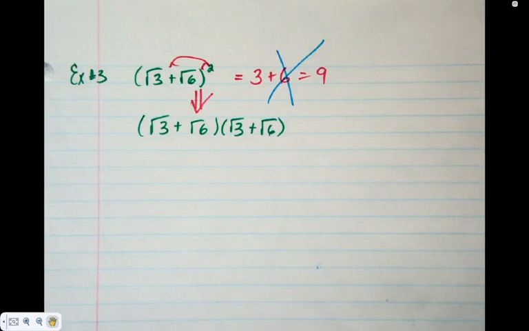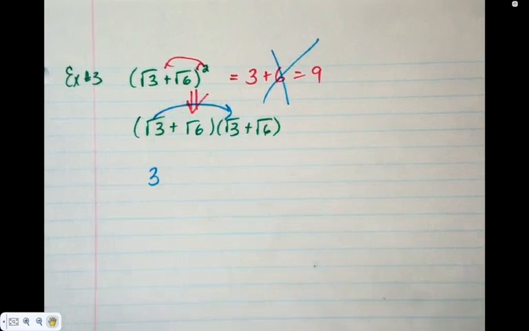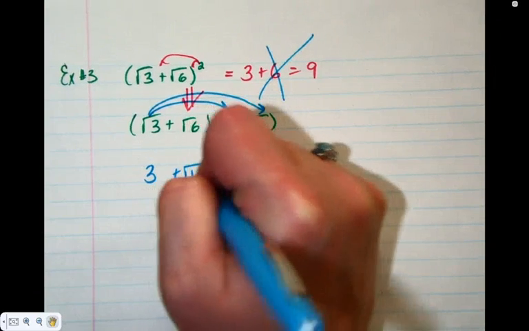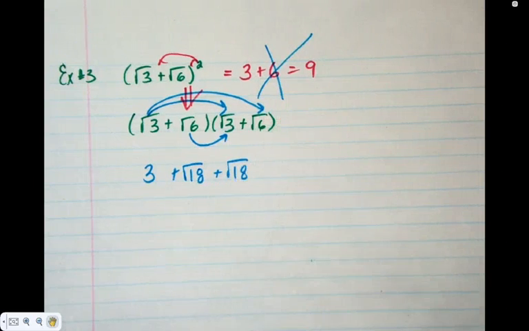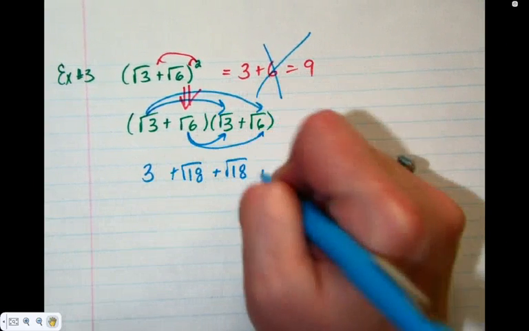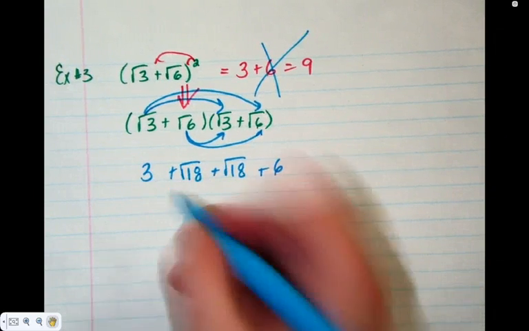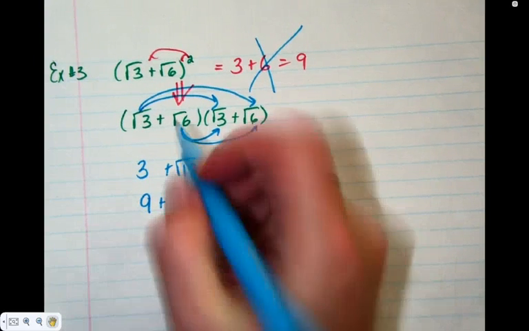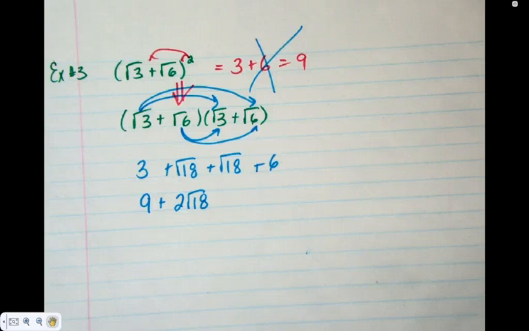I'm going to do this one with the arrows, so showing you a third way to do it. So root 3 times root 3 is 3. Root 3 times root 6 is plus root 18. Root 6 times root 3 is another root 18. And root 6 times itself is plus 6. Then I'm going to combine the two numbers. 3 plus 6 is 9. And then I have 1 root 18 plus another root 18 has to be 2 root 18. So whatever method you did, you should be with me now at that step.